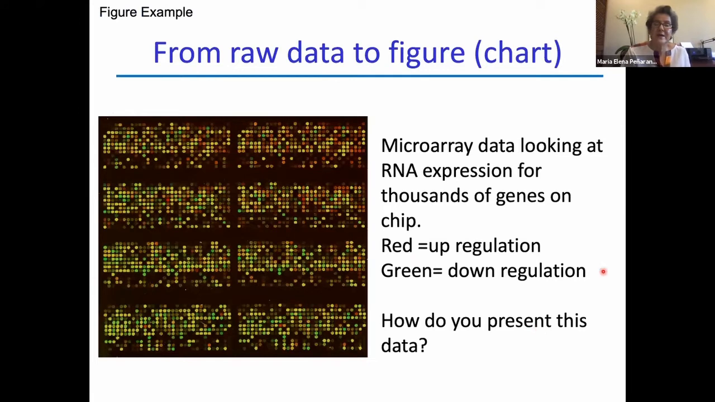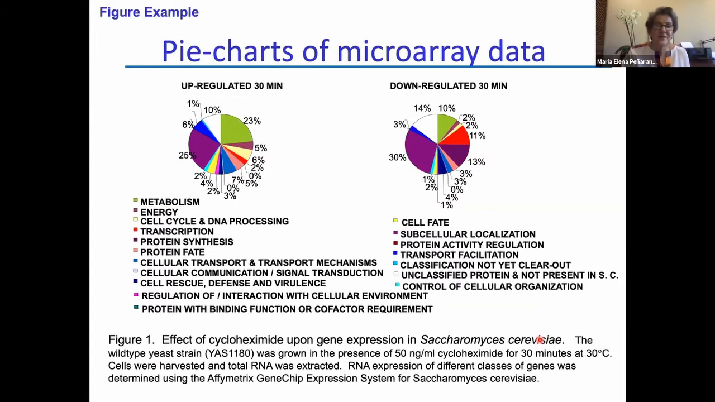A microarray data, which Stephen actually used to work with a lot, of looking at RNA expression from thousands of genes. The red is upregulation, the green is downregulation. How do you present this? It's like, oh my God, okay. Hundreds of genes expressed, so you can do a table. It's choosing the most important ones, the genes that you want to show. These were upregulated for 30 minutes. Now these were downregulated for 30 minutes, and you have a lot of data.